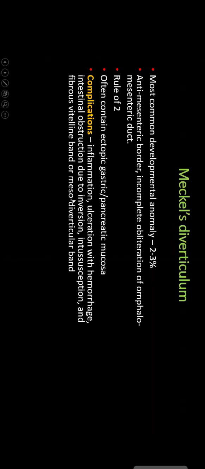It can cause obstruction due to inversion and formation of intussusception, and due to a fibrous vitelline cord attached to the umbilicus leading to axial rotation and obstruction, or due to the presence of a mesodiverticular band leading to obstruction due to adhesion. So it can cause inflammation, ulceration, hemorrhage. It can cause obstruction of the small bowel due to inversion and intussusception formation, or due to the vitelline cord or mesodiverticular band.